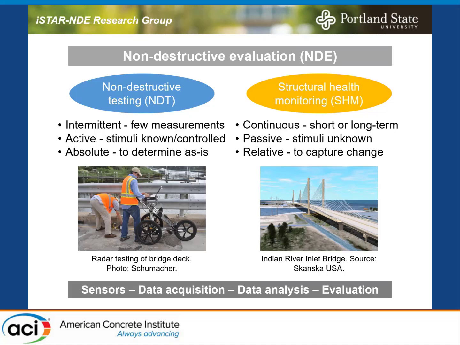On the non-destructive testing side, these are more intermittent measurements, few measurements. We go in, we put sensors, instruments in place, we take a measurement. I look at this as an active process because we control the source. We know pretty much everything about the source itself, the stimulus. We know when we apply it, hopefully we know what it is, what it looks like. We know where the impact or the source is, and we know where the sensor is. So all these things are known. In that sense, it's more of an absolute measurement. We determine what is. It's a snapshot in time.